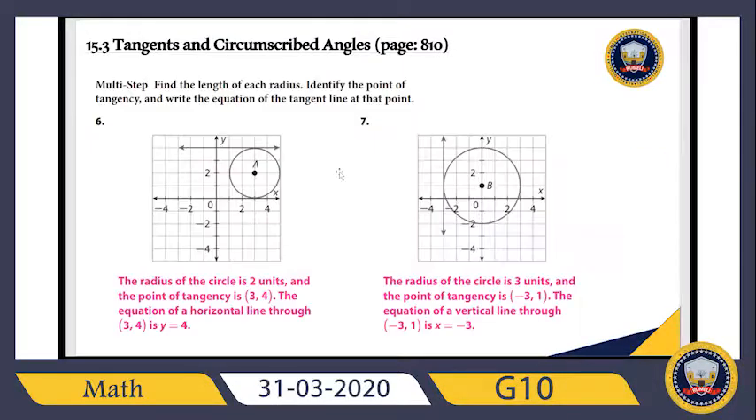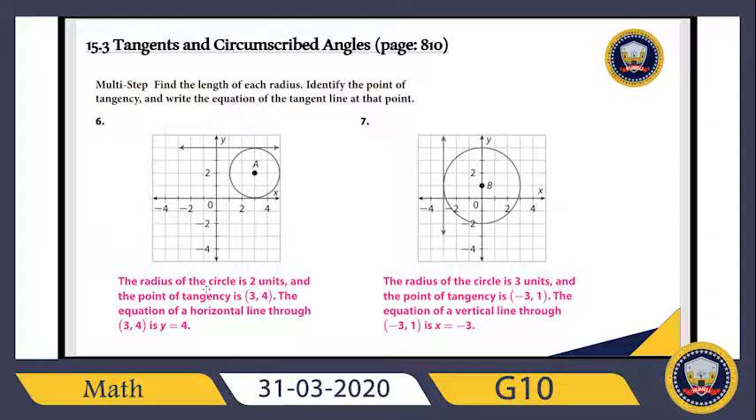Great. Okay, now let's work a little bit with circles on the coordinate plane. Find the length of each radius, identify the point of tangency, and write the equation for the tangent line at the point. Okay, this line here is the tangent. I want to find the coordinates for the point of tangency. Remember, the point of tangency is the point where my tangent touches the circle, which is this point in this example. And after that, we need to write an equation for this tangent line.